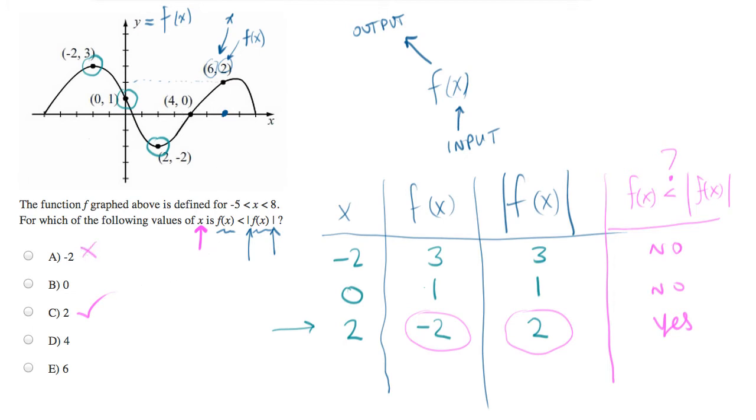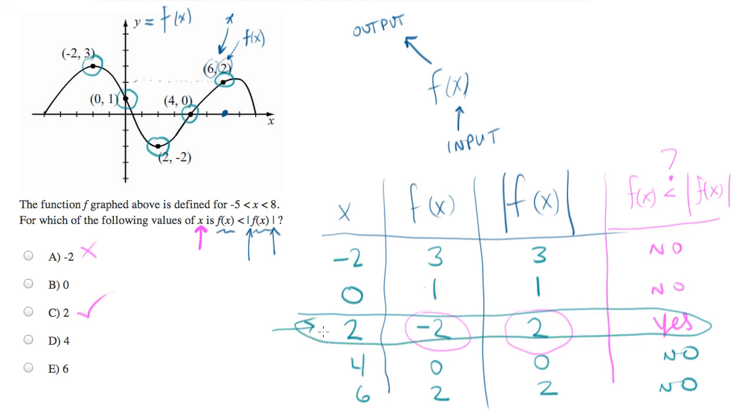Let's do the others just for completeness's sake. So this is 4, 0, and absolute value does nothing. So the answer is no. And for the fifth point, 6, 2, we have an x value of 6, an f of x value of 2, and an absolute value of f of x value of 2. So the answer is no. And this is the only row which is the correct answer.